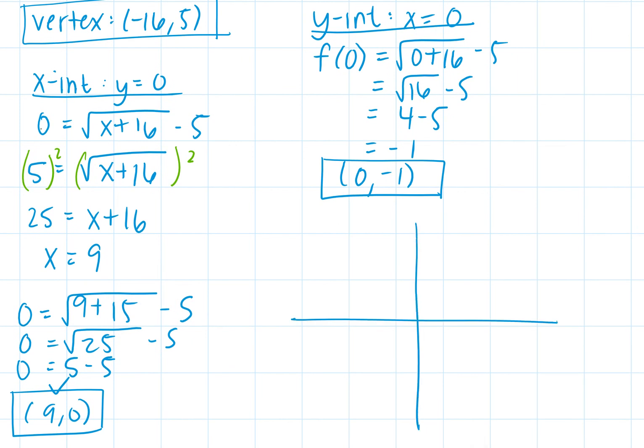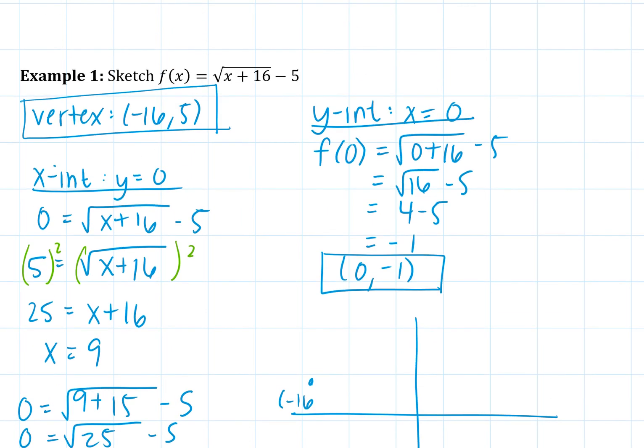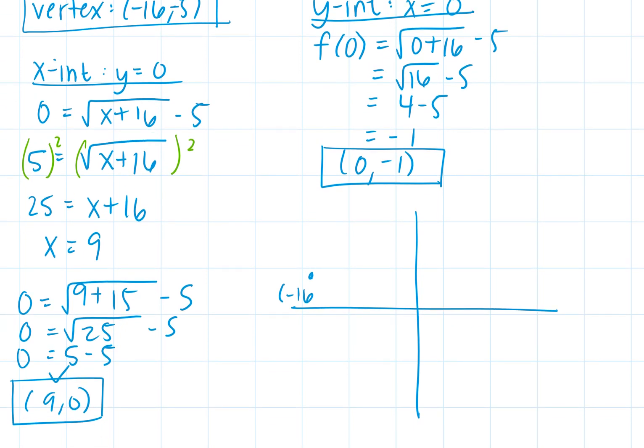And now we're going to plot. Our vertex is (-16, -5). This x value behaves the opposite way we would expect, but the y value of the vertex behaves the same way that we would expect. So (-16, -5) will be approximately here. We've got a y-intercept that's negative, and an x-intercept at +9.